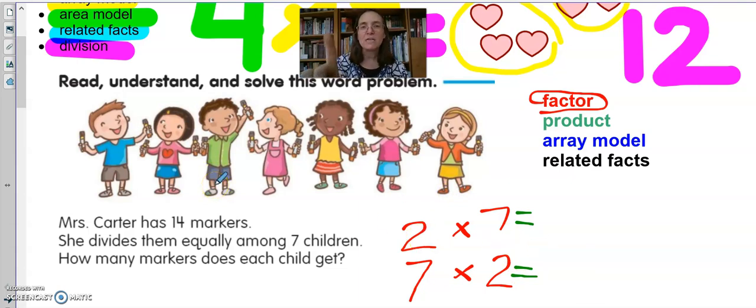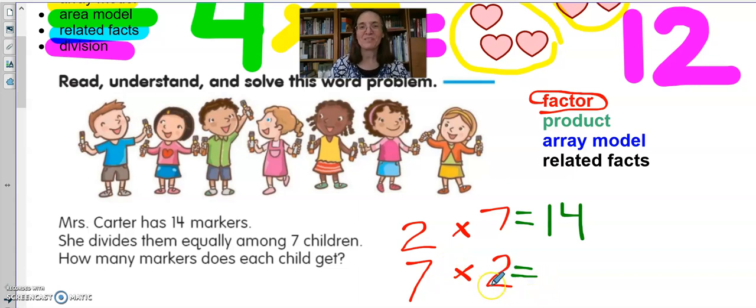Well, let me see. 2, 4, 6, 8, 10, 12, 14. I have 7 fingers up, 5 on this hand plus 2 over here. And I counted by 2s 7 times. So that gets me up to 14. Also, that means that 7 times 2 is 14.